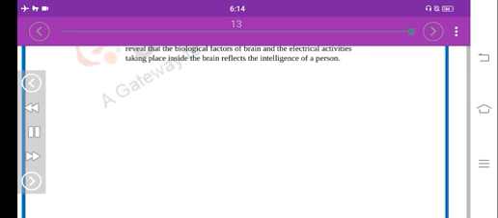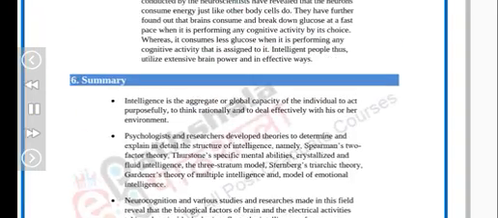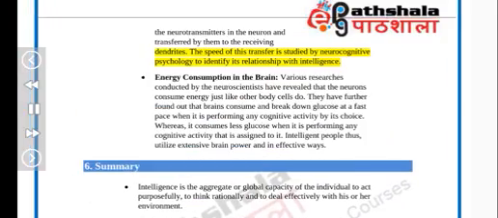The neurotransmitters in the neuron are transferred by them to the receiving dendrites. The speed of this transfer is studied by neurocognitive psychology to identify its relationship with intelligence.